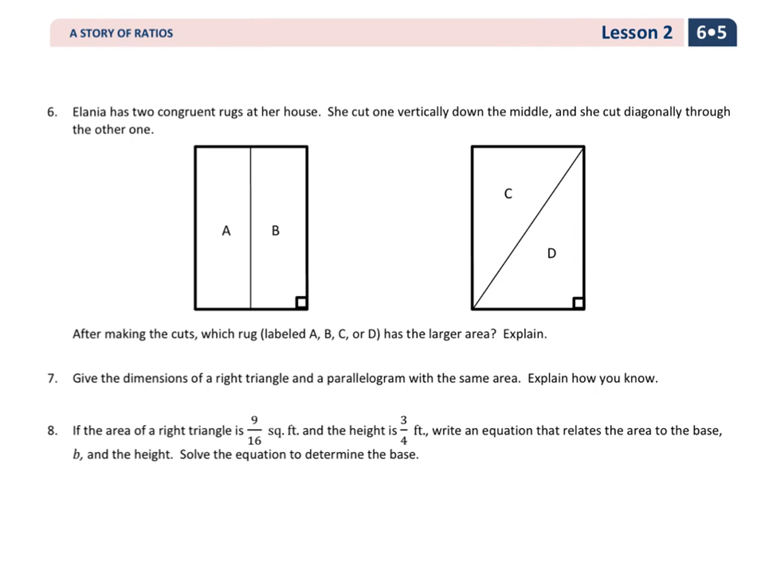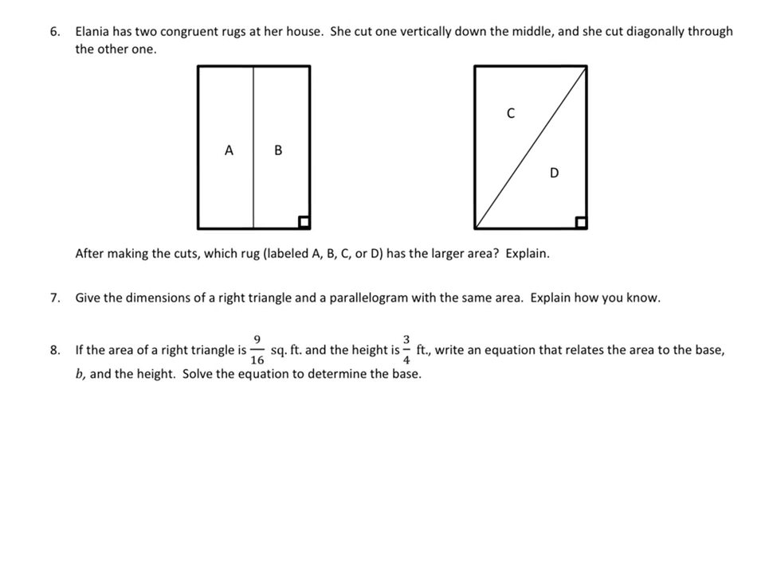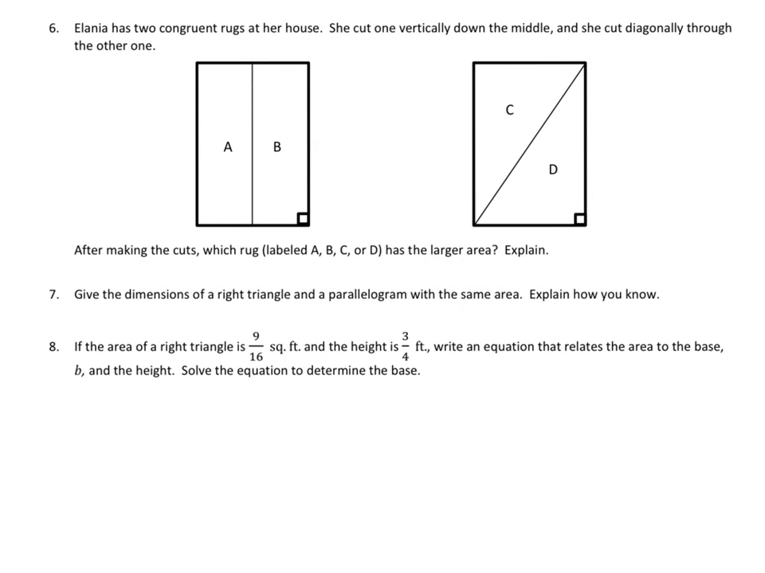And on this page, we're going to look at 6 and 7. And I'm not going to really do 7, but we're going to talk about it so you can do your explanation here, because I see that you're going to have to explain something. So 6 says, Elena has 2 congruent rugs at her house. She cut one vertically down the middle, and she cut diagonally through the other one. And we can see that here. We have a vertical one and a diagonal one. After making the cuts, which rug, labeled A, B, C, or D, has the greater area? Explain.